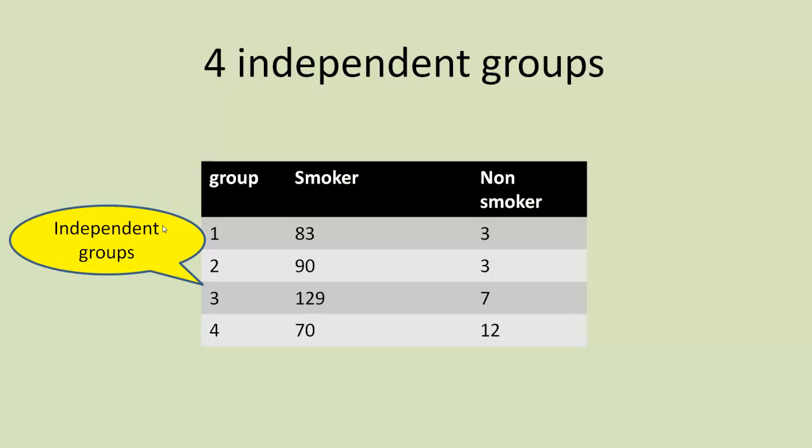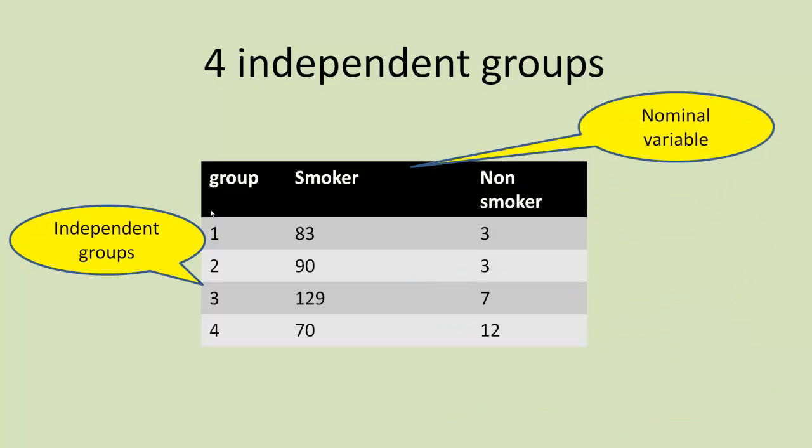The first thing to notice is that the groups are independent. We have a smoker in group 1, but they can't be a smoker in group 2, 3 or 4. So we have four groups, smokers and non-smokers. Also, the groups might be different types of illness, different locations, anything, but one person only provides one bit of data to one of the groups.